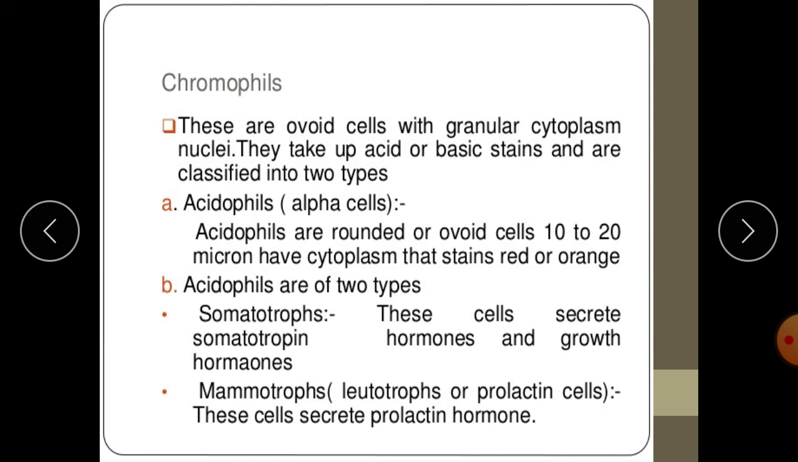Mammotrophs. The pituitary gland secretes prolactin hormone, which is also called luteotrophic hormone. Prolactin is necessary for the secretion of milk in mammary glands. So production of milk in the mammary gland is stimulated by prolactin hormone. Prolactin-secreting cells are mammotrophs.